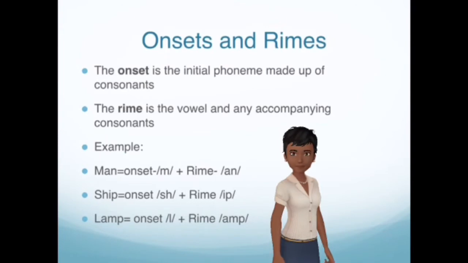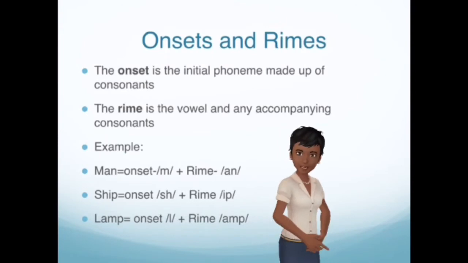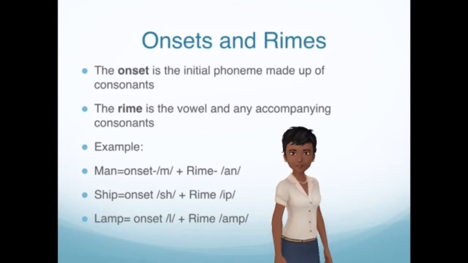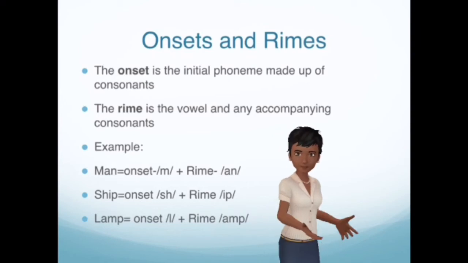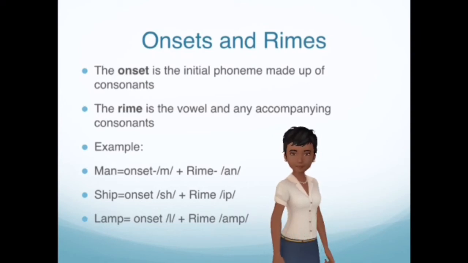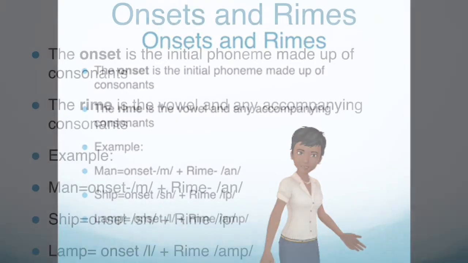Onsets and rhymes make up some words. The onset is the initial phoneme at the beginning of the word. Onsets are made up of consonants. The rhyme is the sound or collection of sounds that follow.